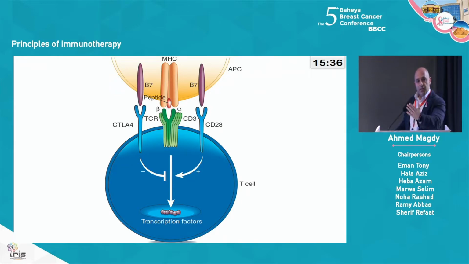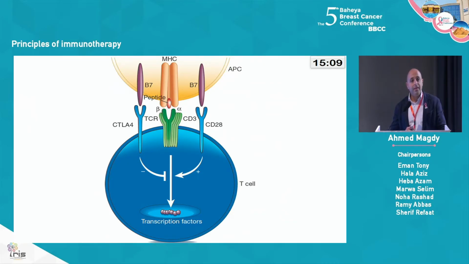Don't look at the left side; start by looking at the right side. This is the antigen presenting cell. It has something called the major histocompatibility complex, or the MHC, which puts the abnormal antigen and presents it to the T cell. The T cell, through the T cell receptor, identifies the peptide or the antigen and starts attacking it. So any cell expressing this antigen will die.